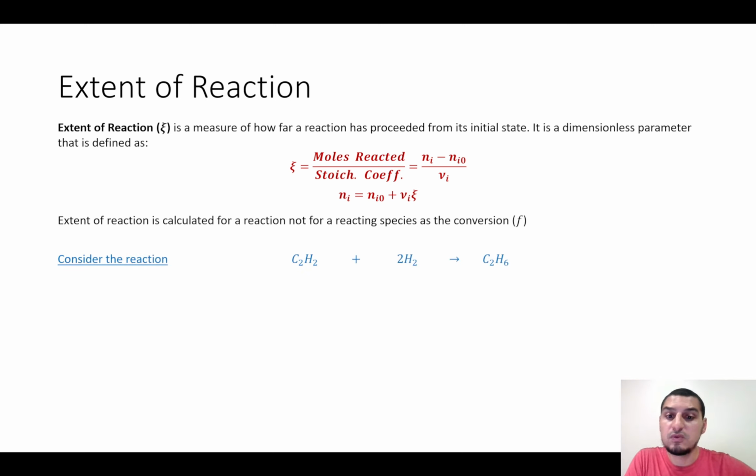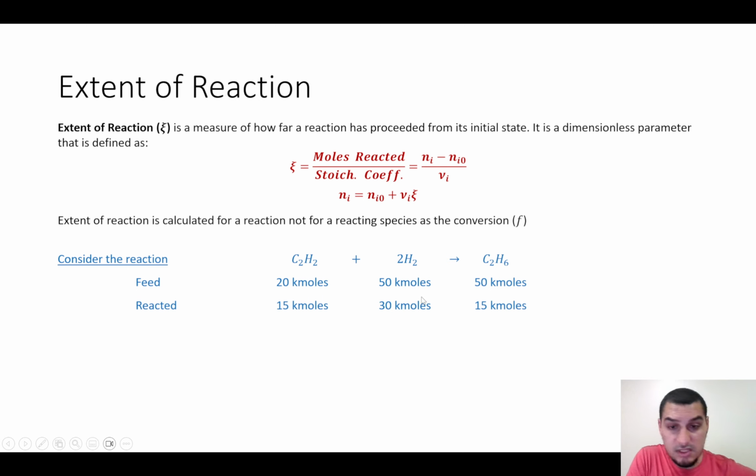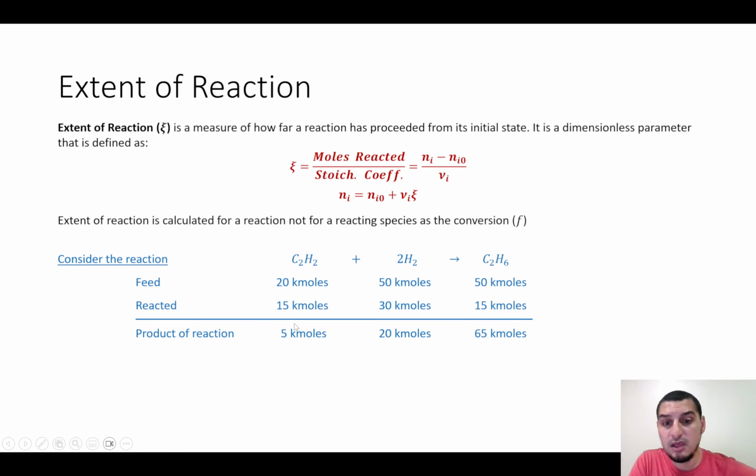meaning that it doesn't depend on the component. So, for example, if we have the same example that we solved last time, where we have ethylene plus hydrogen to produce ethane, and the feed was 20 kilomoles, 50 kilomoles, and 50 kilomoles, and we said 30 kilomoles were reacted or were consumed, and these 30 kilomoles reacted with 15 kilomoles of ethylene, producing 15 kilomoles of ethane, and then the product was 5 kilomoles of ethylene, 20 kilomoles of hydrogen, and 65 kilomoles of ethane. So this is the same example that we did.